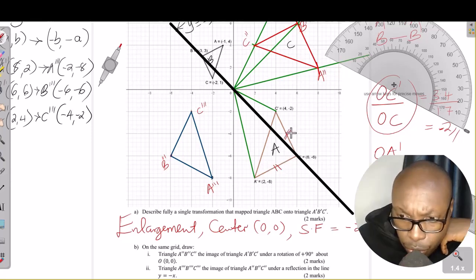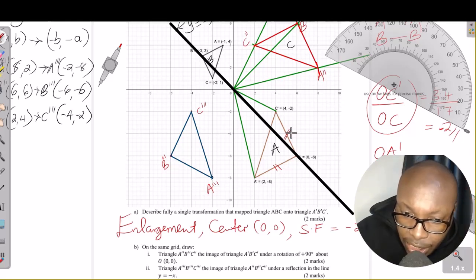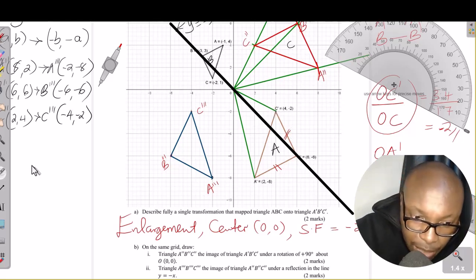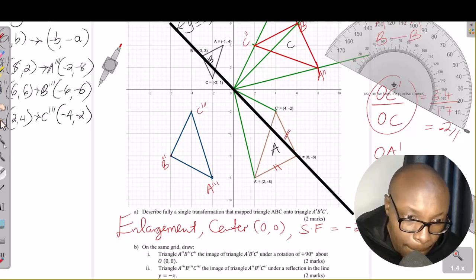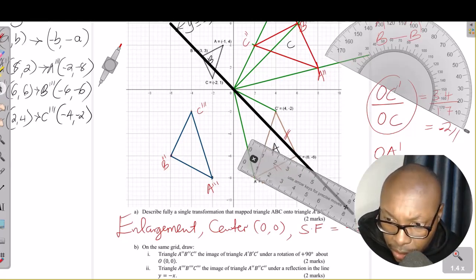And therefore, to divide it into two equal halves by that line of symmetry, we will need to get the midpoint of AC. So the line that will pass through the center at this point, the midpoint, we need to get the midpoint of A prime, C prime. So I will take that measurement using a ruler so that I can know exactly the midpoint.